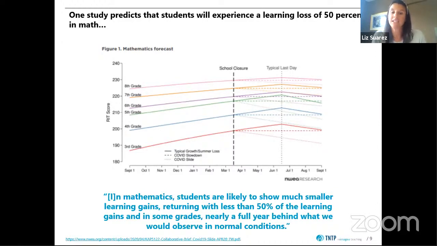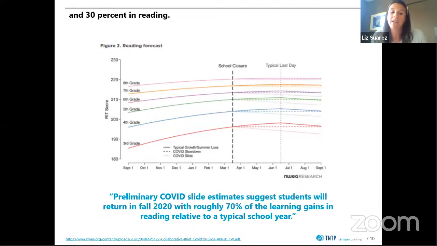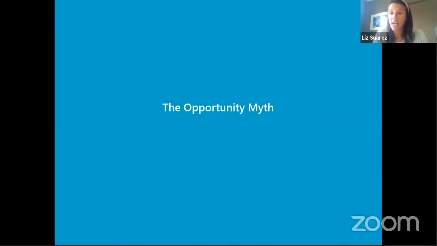They're predicting that students in mathematics are likely to show much smaller learning gains, returning with less than 50% of the learning gains, and in some grades, nearly a full year behind what we would observe in normal conditions. And preliminary COVID slide estimates suggest students will return in the fall with roughly 70% of the learning gains in reading relative to a typical school year. So we know kids are going to be coming back to us, likely further behind than they normally are. And we're going to have to address that.